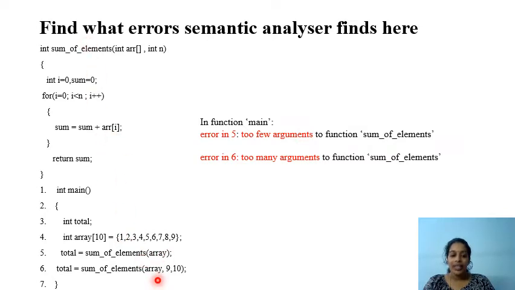In this case, how many arguments does the function call pass? It passes 3 arguments. And the function definition accepts only 2 arguments. That means we get an error: too many arguments in the function call. So these are the various errors a semantic analyzer identifies.